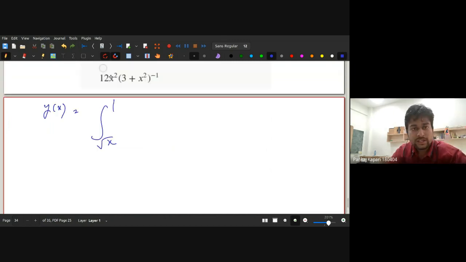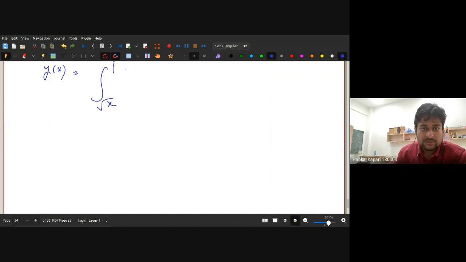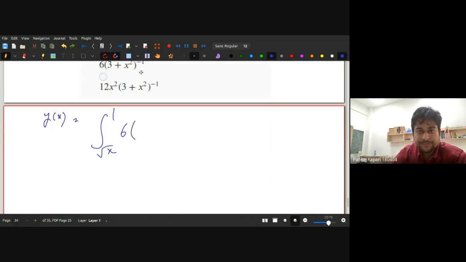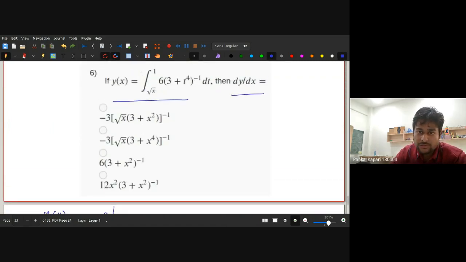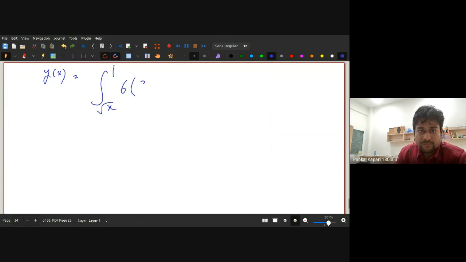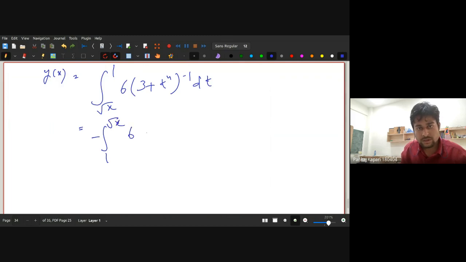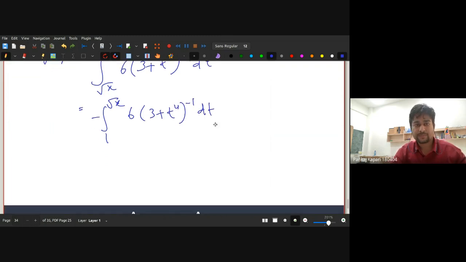Integral under root x to 1, integral 6 times the inverse of 3 plus t to the power 4 dt. Okay, so this we will write like this, from 1 to root x, 6 times 3 plus t to the power 4 inverse dt.